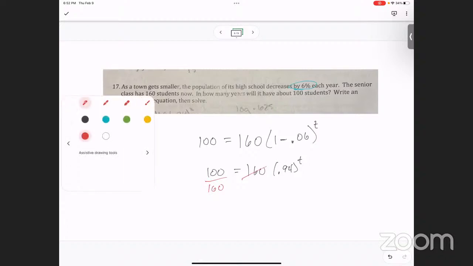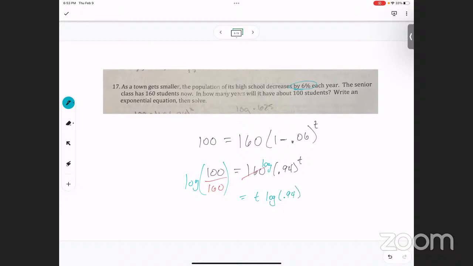Take the log or the natural log. It doesn't really matter which one you do. Take the log of both sides, or like I said, natural log, it doesn't really matter as long as you're doing the same on both sides. And that brings your t down to the front. So t times log of 0.94 equals the log of 100 over 160.